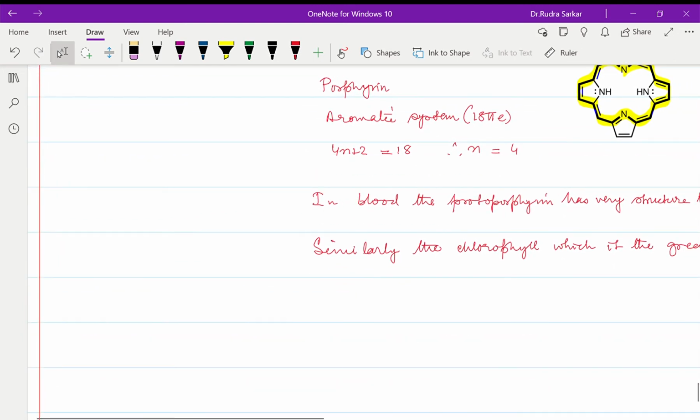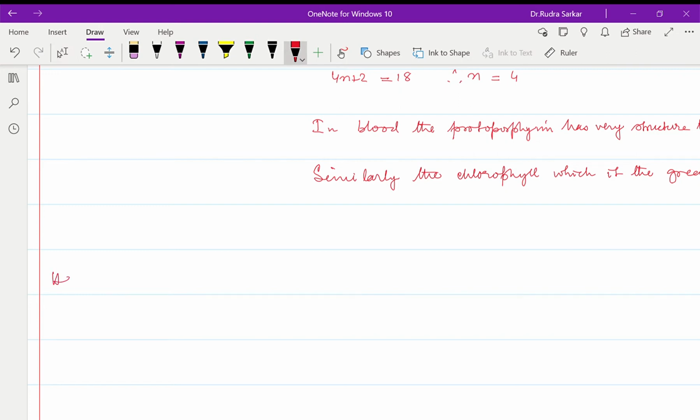Next, if I say hexadentate ligand, that means we now have to consider 6 donor points, and here we have something called EDTA 2 minus, or we can say 4 minus. This is known as ethylenediamine tetraacetate.